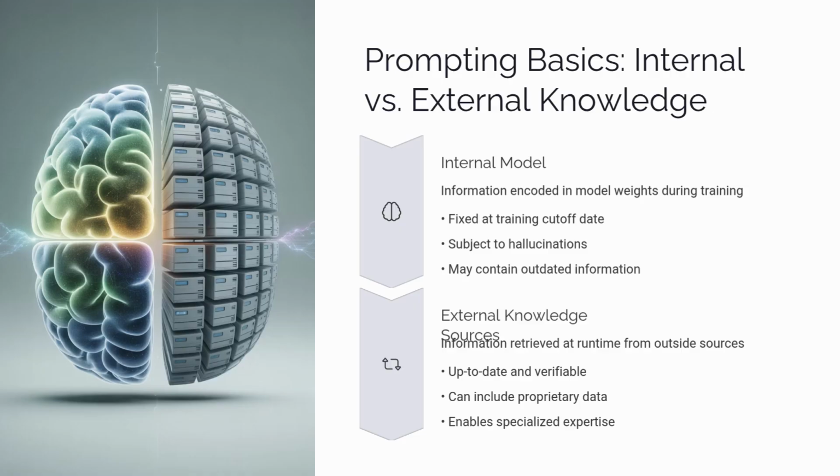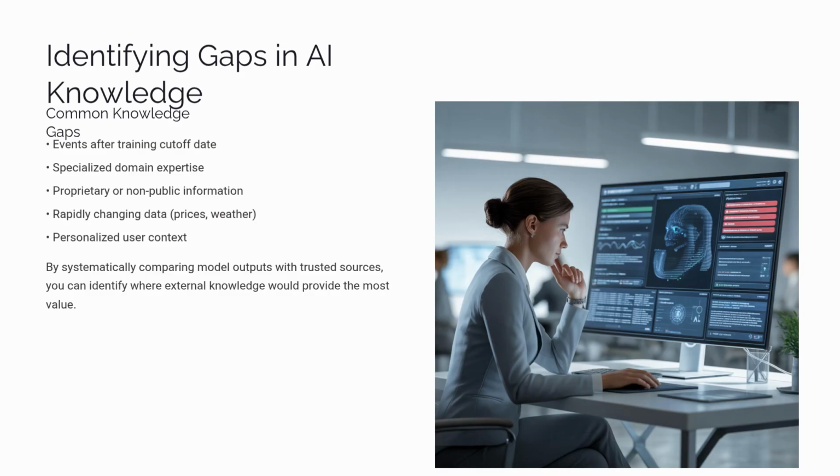Internal model knowledge is fixed at the training cutoff date and may lead to outdated or hallucinated information. In contrast, external knowledge sources provide up-to-date, verifiable data, including proprietary information, enhancing specialized expertise. AI models often lack knowledge on events post-training, specialized domains, proprietary data, rapidly changing information, and personalized contexts. By comparing model outputs with trusted sources, you can pinpoint where external knowledge is most beneficial.